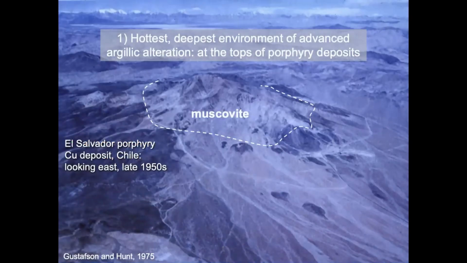Starting with El Salvador porphyry in central Chile. It was discovered in the 1950s. There were very few roads into this area. It was, in fact, that you could only reach this area by a railroad. And there was a large area of muscovite present at the surface.